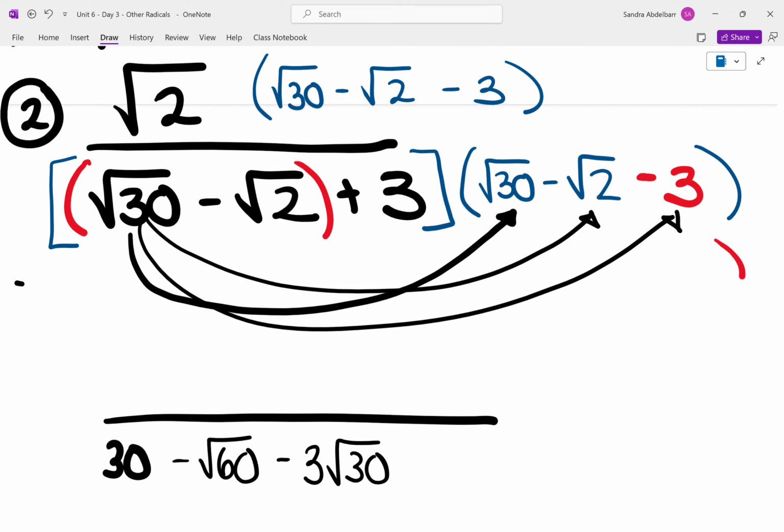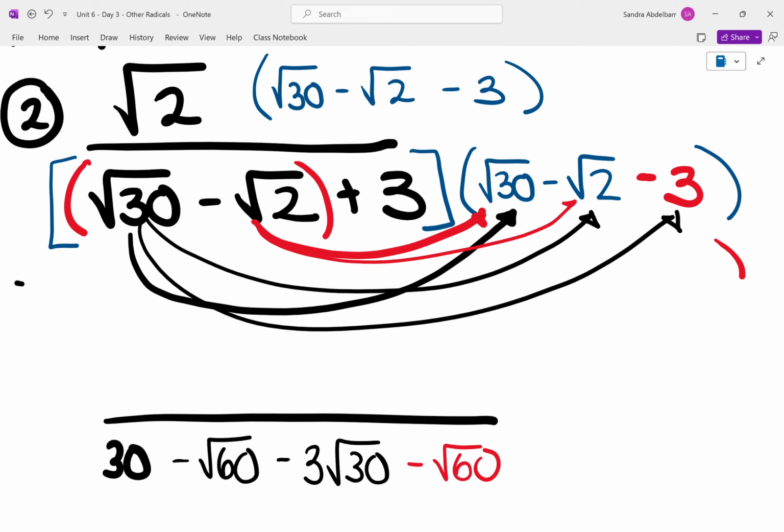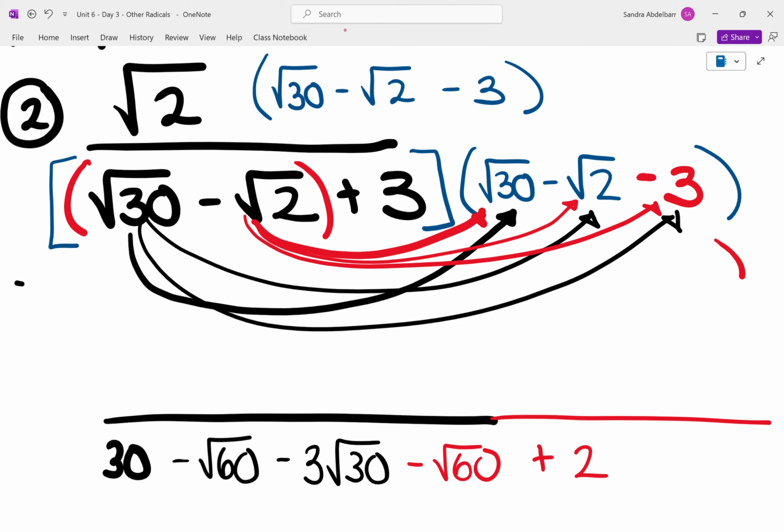Now we go on to the negative root 2. Negative root 2 times root 30 is a negative root 60. Negative root 2 times a negative root 2 is a positive 2. Negative root 2 times a negative 3 is a positive 3 root 2.